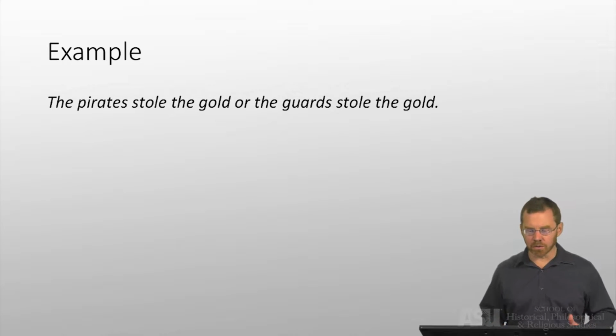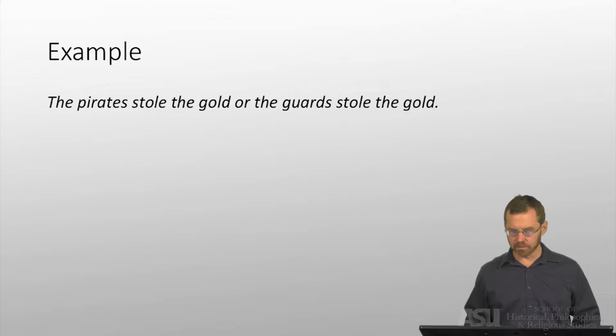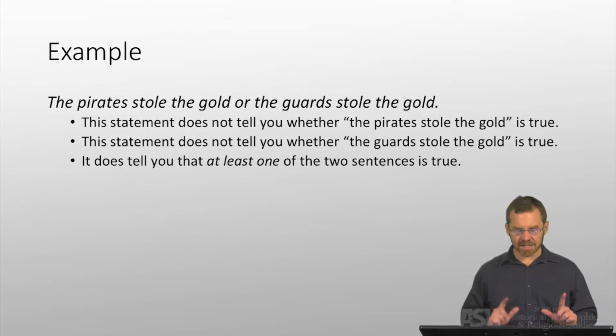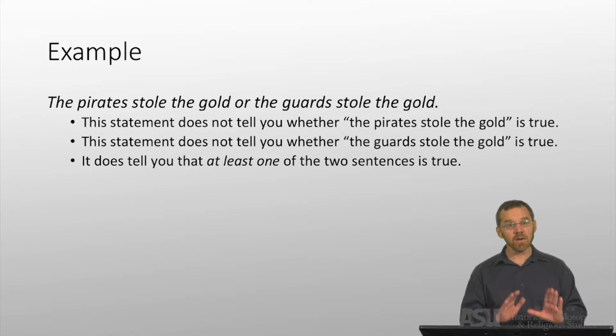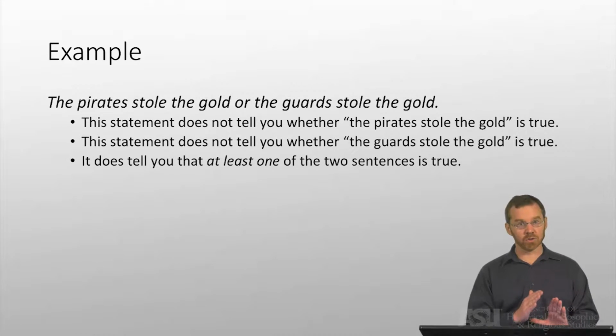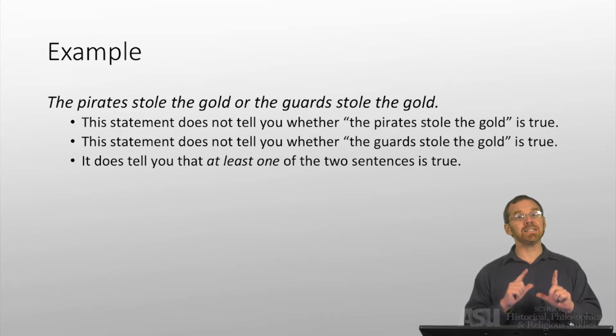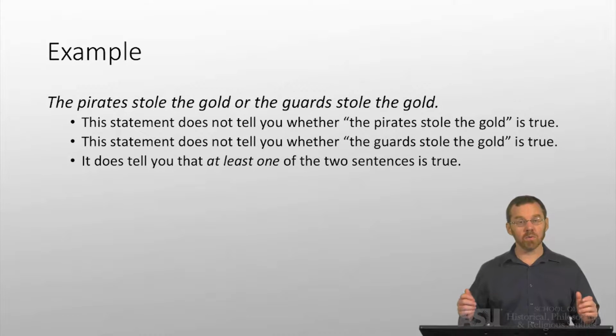The pirate stole the gold, or the guards stole the gold. Well, what's going on here? Notice, this doesn't tell you whether the pirate stole the gold. It doesn't tell you whether the sentence, the pirate stole the gold, is true. And it doesn't tell you whether the sentence, the guard stole the gold, is true. It does tell you that at least one of those sentences is true. But based on this, you don't know which one it is. It could be one, it could be the other, it could be both. Right? So you can't tell whether either of them is true. You can't tell whether either of them is false. You do know that at least one of them is true, but you don't know which one.